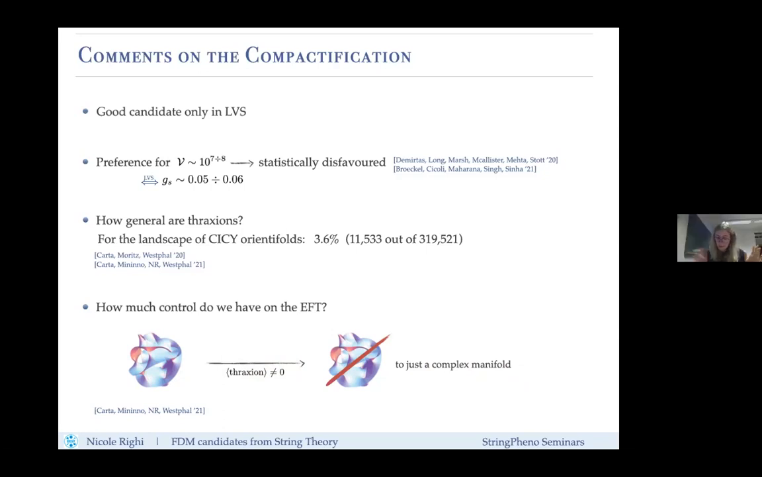However, as I told you, we are focusing on the easiest setup that we have, and luckily for fuzzy dark matter, all thraxions minimize to 0. So the effective field theory is under control for us, but this is not always the case, and in general it is not the case.